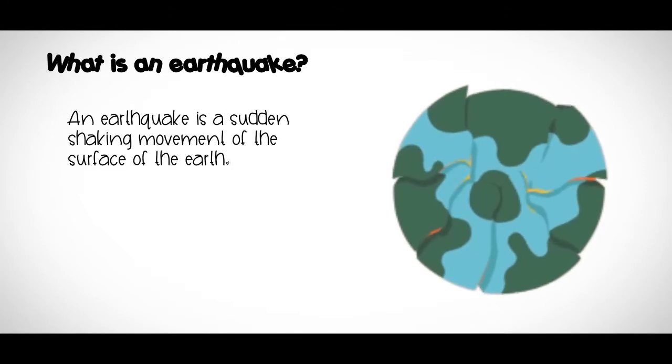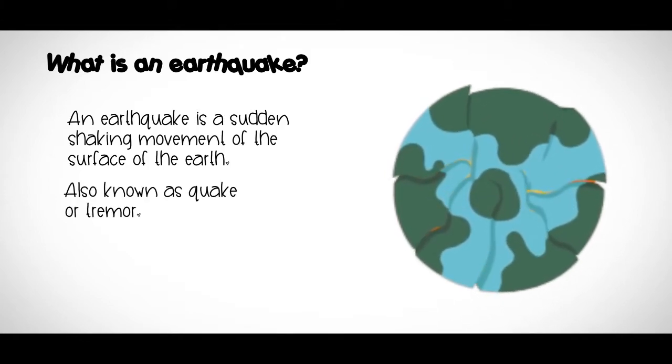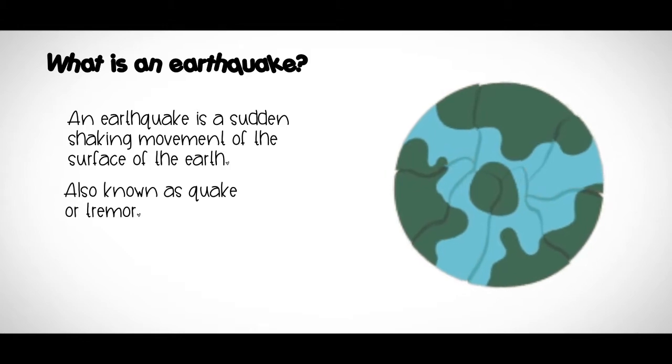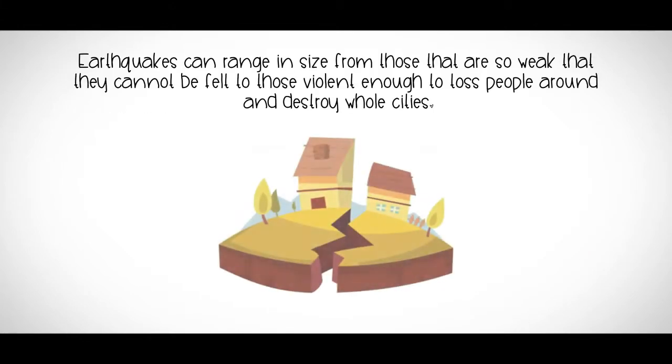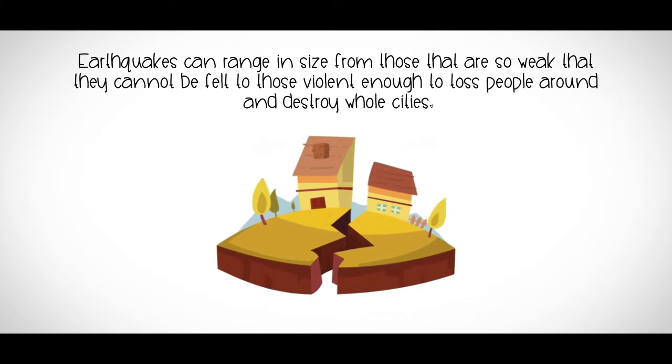First, what is an earthquake? An earthquake is a sudden shaking movement of the surface of the earth. It is known as a quake or a tremor. Earthquakes can range in size from those that are so weak that they cannot be felt to those violent enough to toss people around and destroy the whole city.